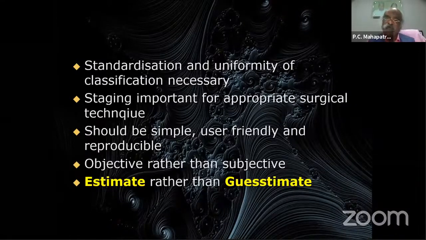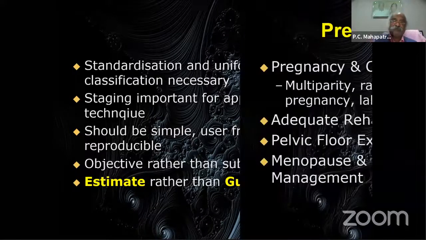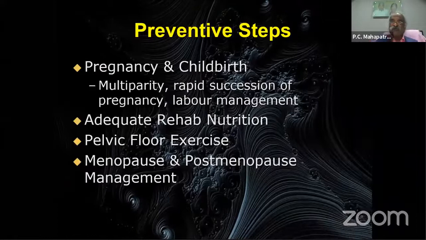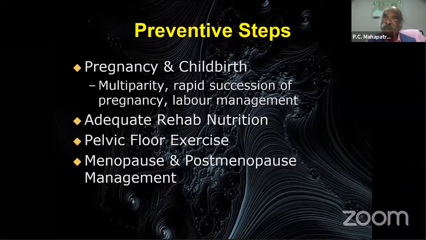And it's more objective rather than subjective. And it's an estimate rather than a guesstimate. The previous system was guesswork, a guesstimate. Now, if you use this, it is an estimate. Now, the other aspects of pelvic organ prolapse. After the classification system controversy, we accept the POPQ classification and standardization.